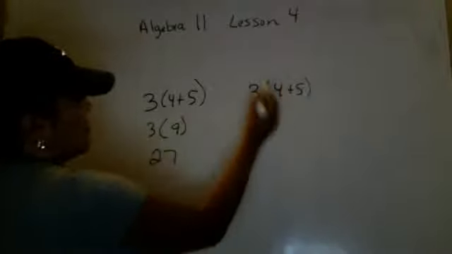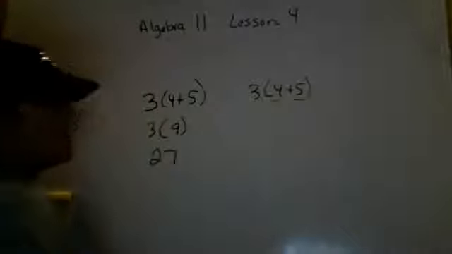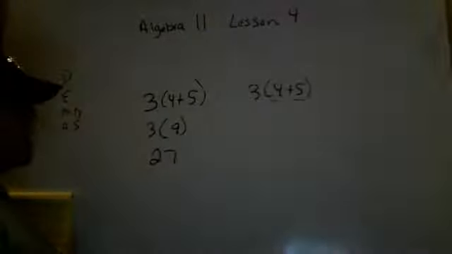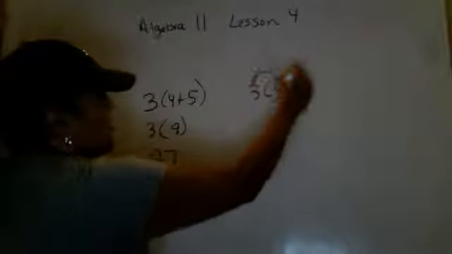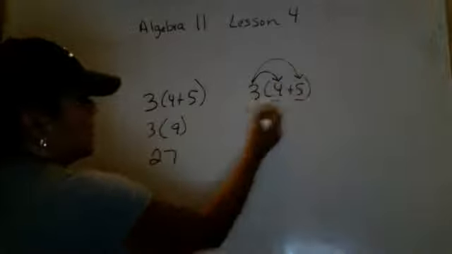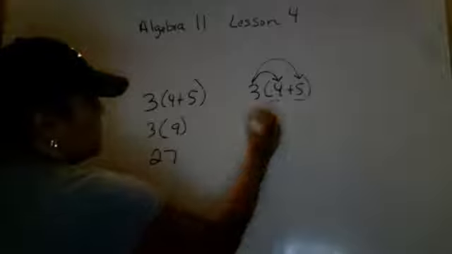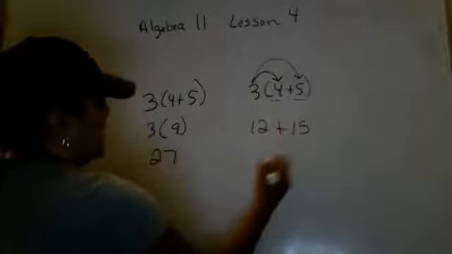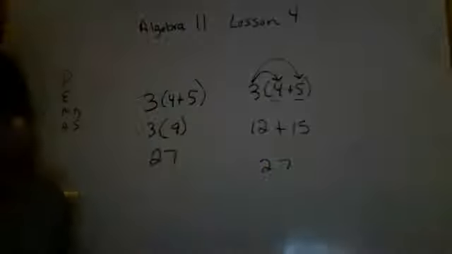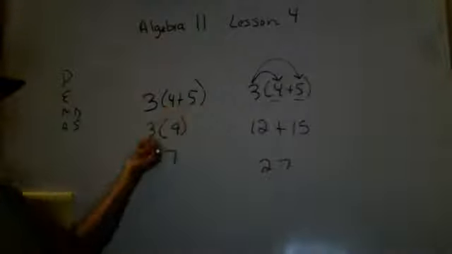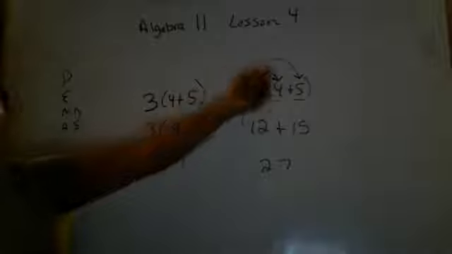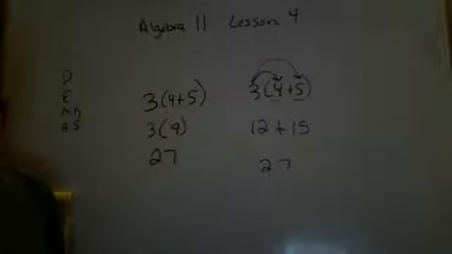Or, we could multiply it out. We could distribute. There are two terms. A term is separated by a plus or a minus. Therefore, you could take 3 times 4 and 3 times 5. So 3 times 4 is 12, plus 3 times 5 is 15, and I get 27. So I get the same answer regardless of whether I do it inside parentheses first and then multiply, or I multiply over the addition. This is simply the distributive property.